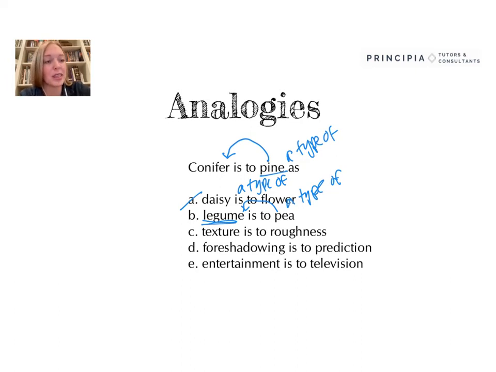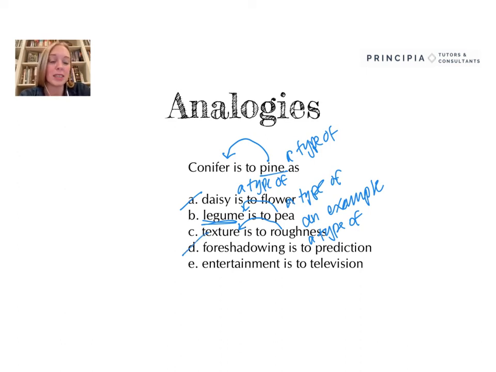C, texture is to roughness. Well, roughness is an example of texture, but I wouldn't say it's exactly a type of, the same way that pine is a type of conifer. So I'm going to leave that one for now, but it seems to not be quite as good as it could be. D, foreshadowing is to prediction. Well, foreshadowing, I would say, is a type of prediction, like specifically a literary one. But again, the order is not reversed, so I can eliminate that.